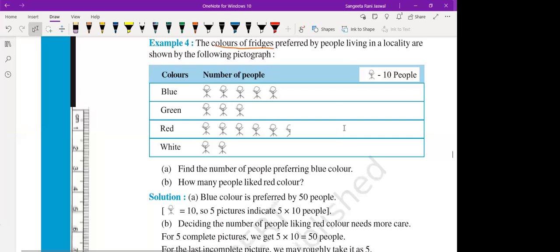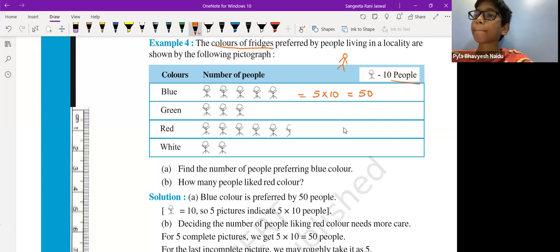Okay, now see, one person is 10 people, is it? One person, this is a stick man made with sticks. So one stick man is representing 10 people, okay? So that means blue color is preferred by 10 plus 10 plus 10 plus 10 plus 10. So how many figures are there? 1, 2, 3, 4, 5. So that means how many people? 5 into 10. That will be 50 people.